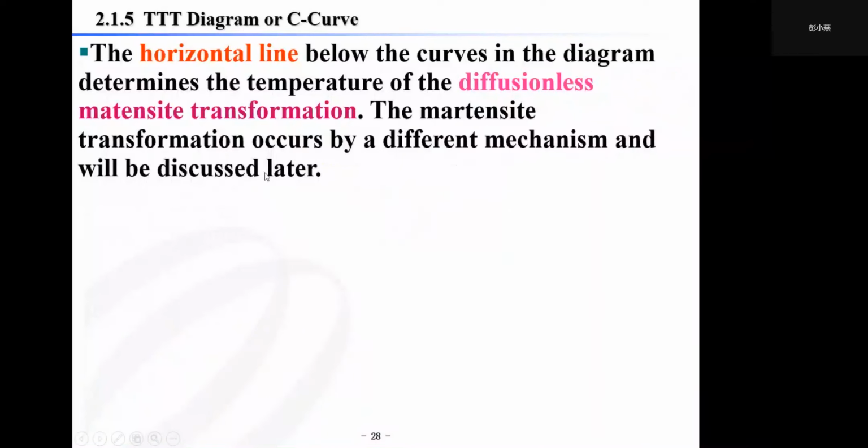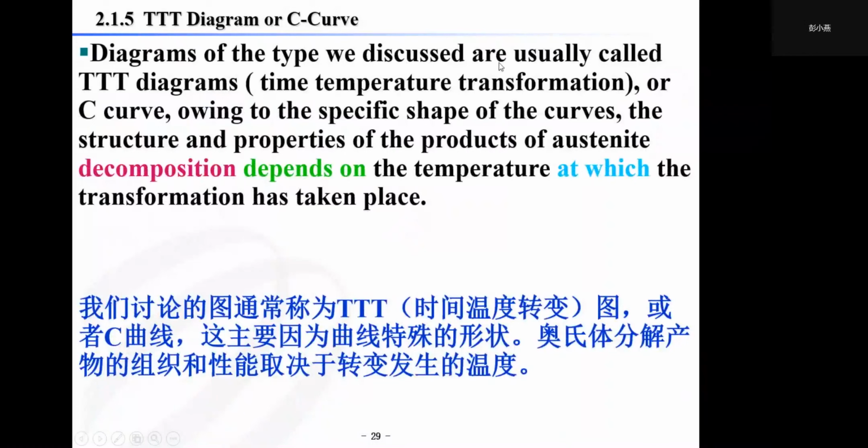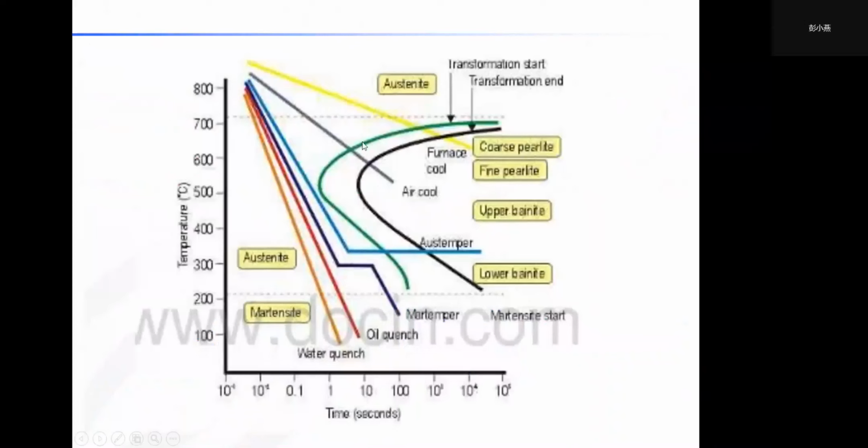In the TTT diagram, the horizontal line below the curves determines the temperature of the diffusionless martensite transformation. The martensite transformation occurs by a different mechanism and will be discussed later. Okay. Diagrams of the type we discussed are usually called TTT diagrams, time temperature transformation, or C curves, owing to the specific shape of the curves. The structure and the properties of the products of austenite decomposition depend on the temperature at which the transformation has taken place. Okay, this is the TTT curve or C curve.